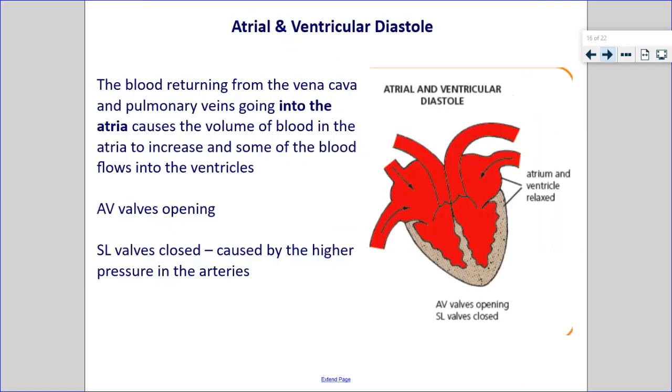So during diastole, both the atria and the ventricles are relaxing. Neither are contracting. And so blood is flowing back into the heart during this phase. So it's trickling back in the veins, into the atria, into the top two chambers of the heart. And actually, some of the blood will trickle down into the ventricles at this stage. The AV valves are open, but the semilunar valves are closed at this stage.